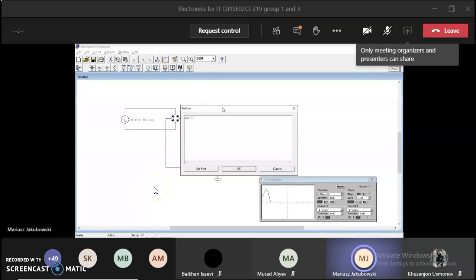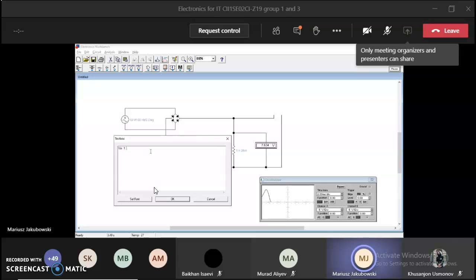filter. For each version, I'd like to register what's the DC component value, absolute value. In this case, 7.63.